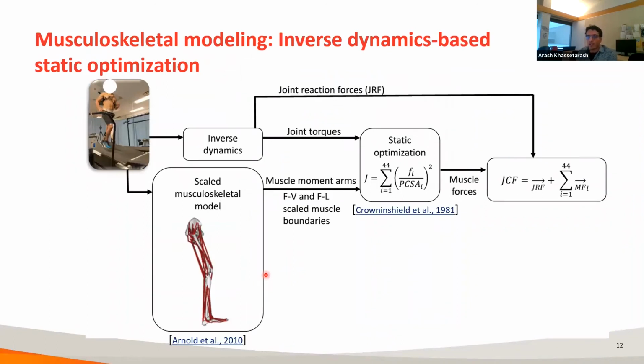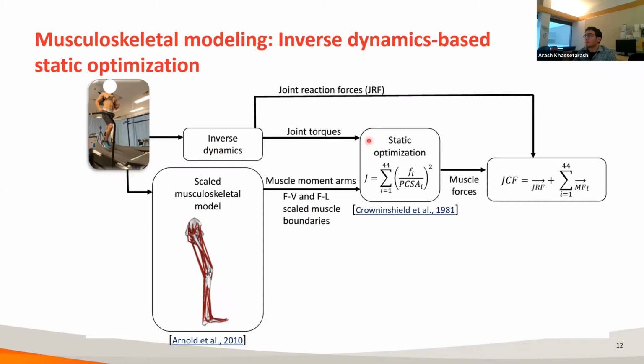For determining joint contact and muscle forces, we used a musculoskeletal modeling workflow. This is quite a messy slide, so I'm going to go step by step. The whole process is an optimization to find muscle forces by minimizing a certain objective function. First, we scale a musculoskeletal model of 44 muscle tendon units. For every 1% of stance time, we calculate muscle moment arms and the maximum dynamic muscle forces by accounting for the force-velocity and force-length relationships. And from inverse dynamics, we calculate the joint torques.